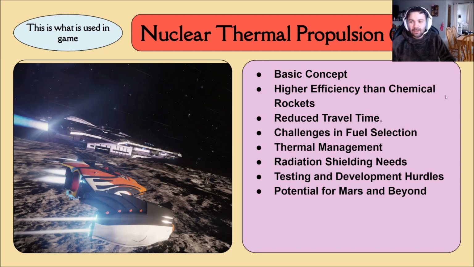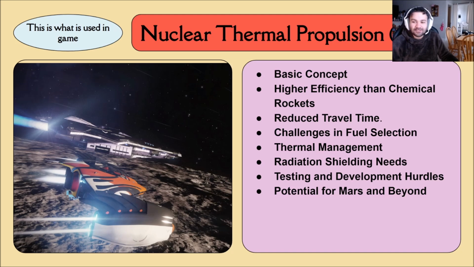Nuclear thermal propulsion, NTP, is what we're going to get into. The basic concept of NTP is that it heats up a propellant, like let's say liquid hydrogen, and then shoots it out the back, right? And Newton's law of motion takes into account that when you shoot something out, there has to be an equal and opposite reaction, right? So that's the basic concept of it.